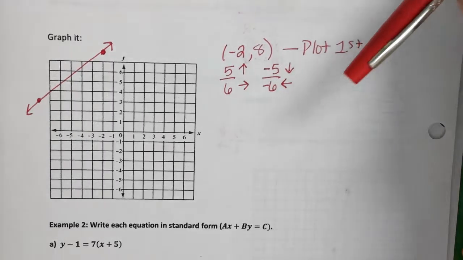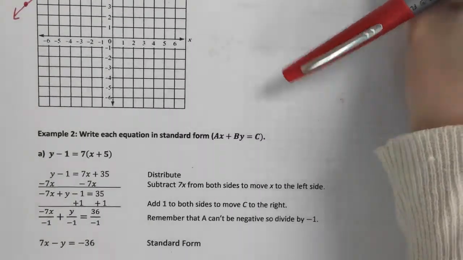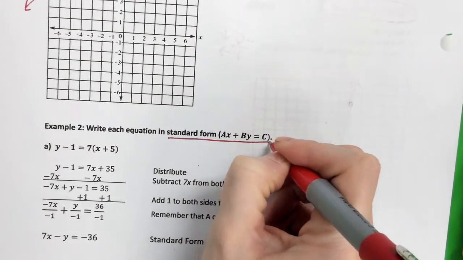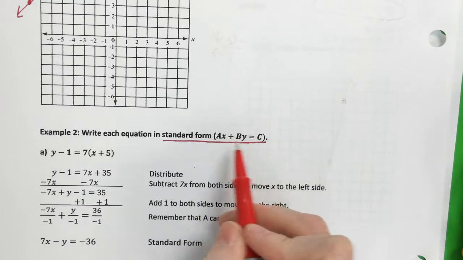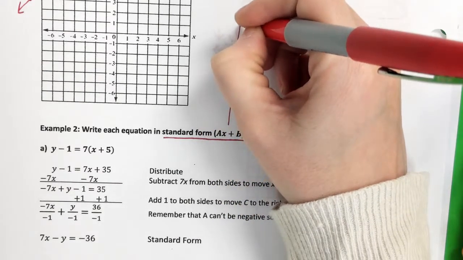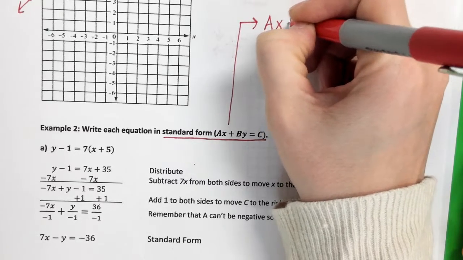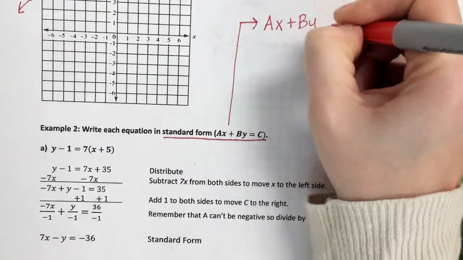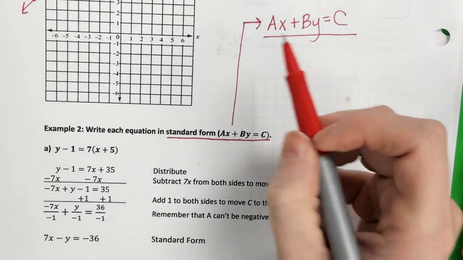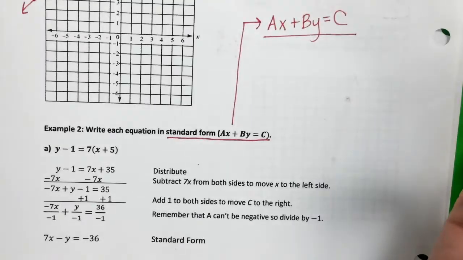Okay, so example 2. In this example, we're going to write each equation in standard form. So if you don't remember, it's written right here: ax plus by equals c. Before we do this, I want to review for a little bit what standard form is. Standard form has several different requirements for it to be in standard form. Does anybody remember any of them?